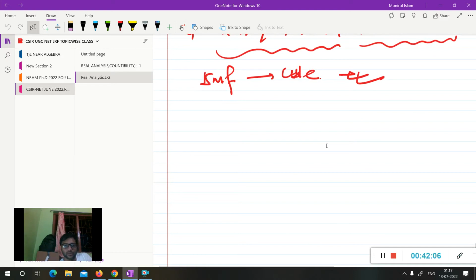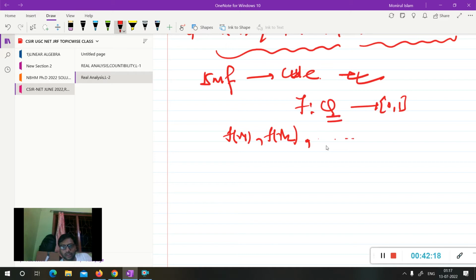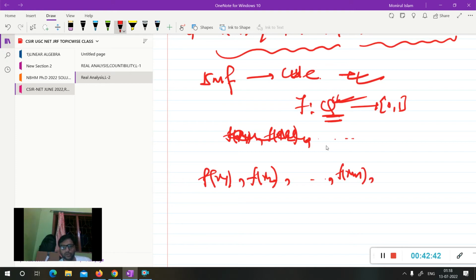Since the domain is the rationals in 0 to 1, the elements of the domain can be enumerated. So I am writing the images in this form: f of x1, f of x2, f of xn, and so on, and these elements are non-zero, and all other elements are 0. These elements are the image of f.